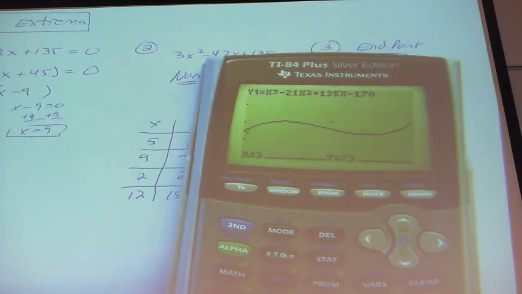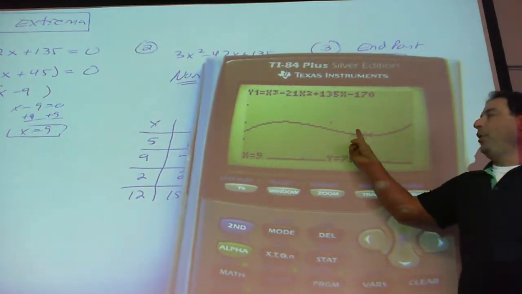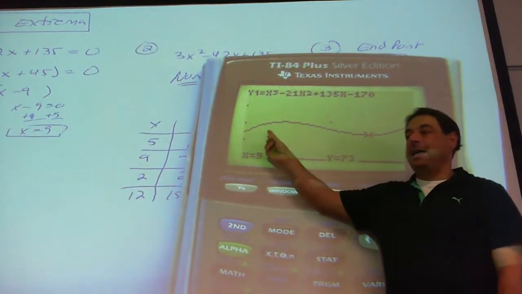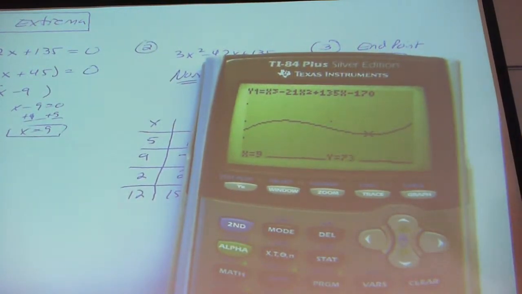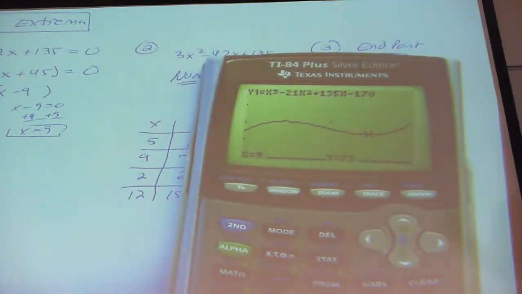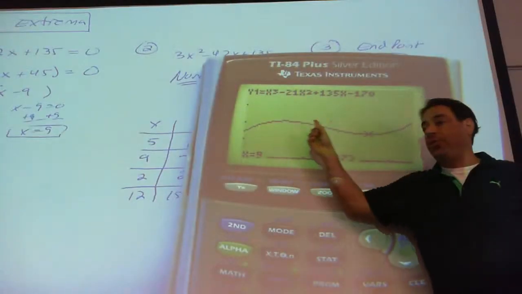3 is 3,73. Is that a min or a max? Minimum. 9 is 9,73. Is that a min or a max? Min. So here's the question. They're both min, and they're both the lowest. So would they be local mins or absolute mins? Can you have more than one absolute? The answer is yes. So are they local mins or absolute mins? Absolute mins. You can have more than one. They are both the lowest.